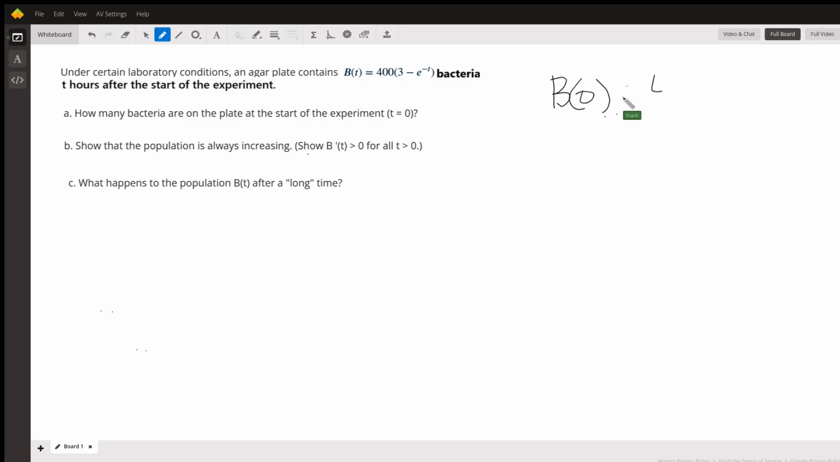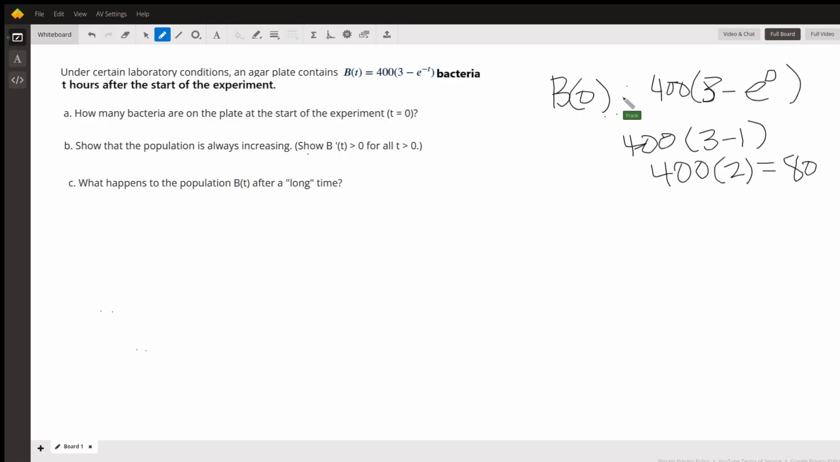equals 400 times (3 minus e to the minus 0). Negative 0 is 0, and e to the 0 is 1, so this is 400 times (3 minus 1) equals 400 times 2 equals 800. So that's the answer to part A, 800.